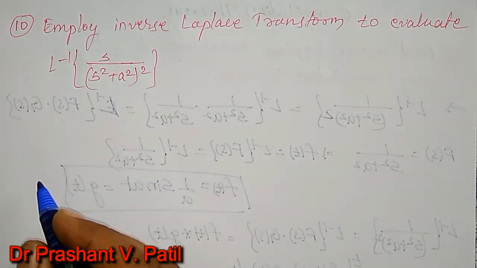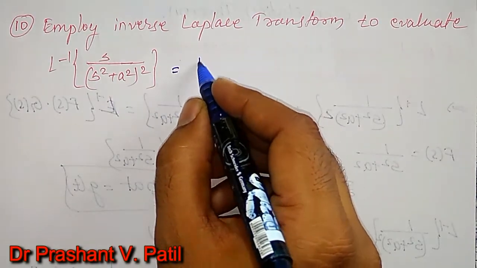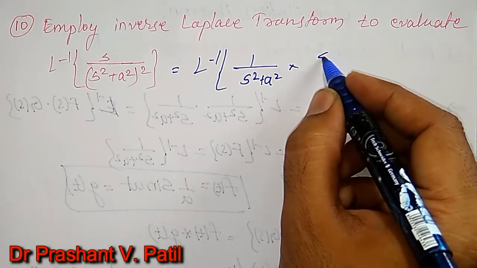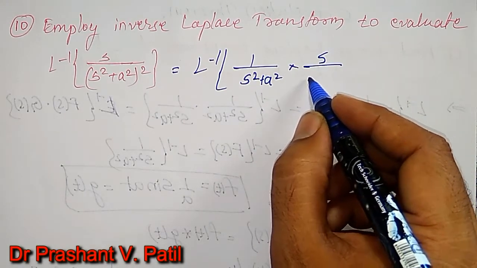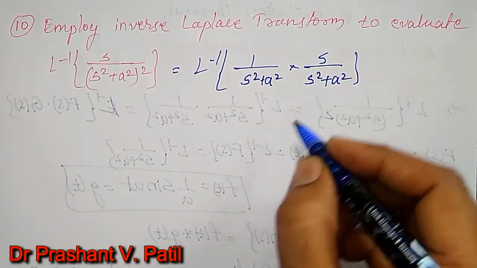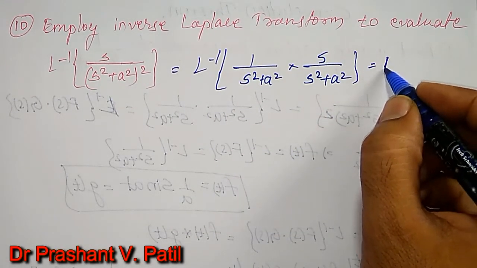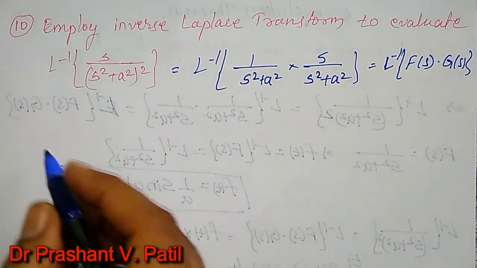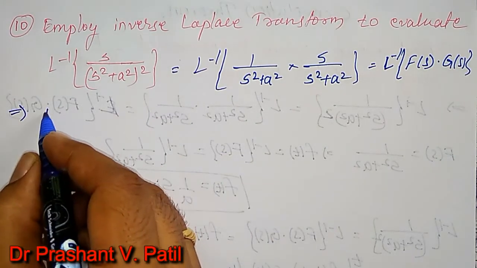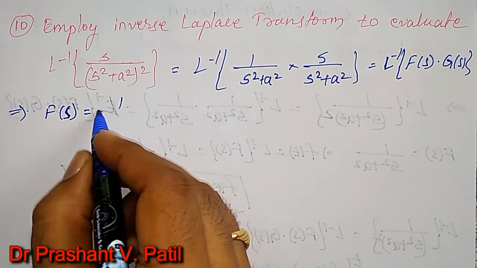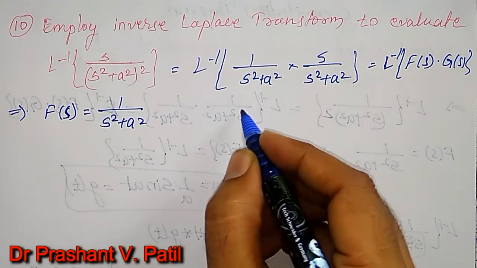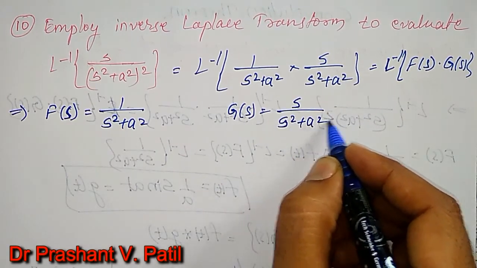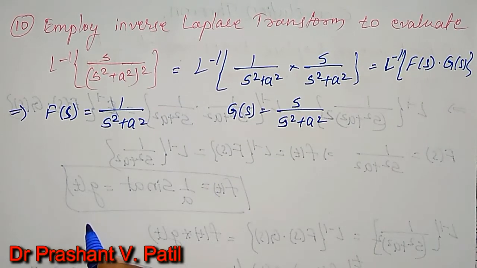Then I can write this one into two terms as inverse Laplace transform of 1 divided by s square plus a square, one term, into s divided by s square plus a square, as two terms. Then this will become my inverse Laplace transform of F of s into G of s. Okay, now my F of s is 1 divided by s square plus a square, and G of s is s divided by s square plus a square. From these two I have to find out f of t and g of t.